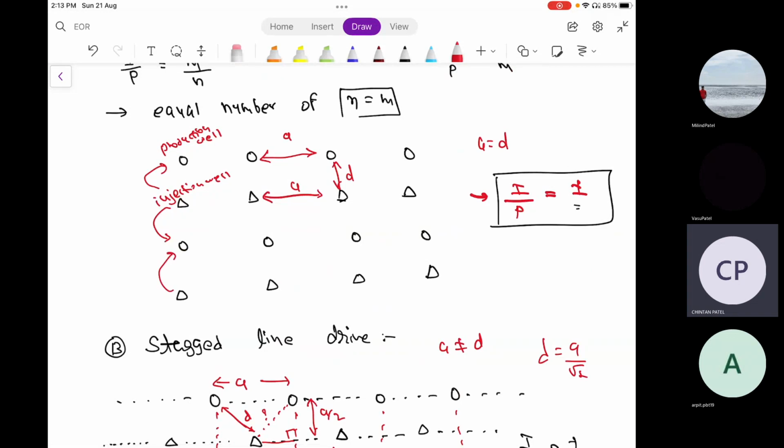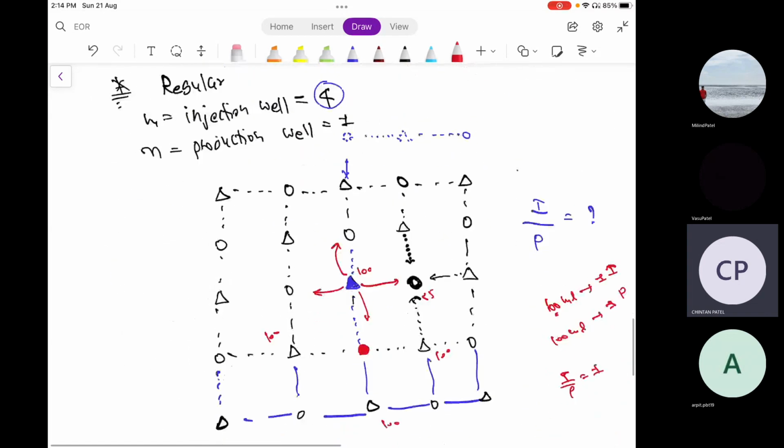So effectively I can say next we do not have any well, so this production will entirely go to this, and from this injection the fluid will go entirely to produce from this. Okay, for each well the fluid is not splitting here because we have m equal to n. But here the case is not like that.